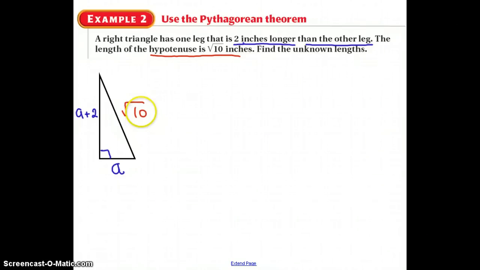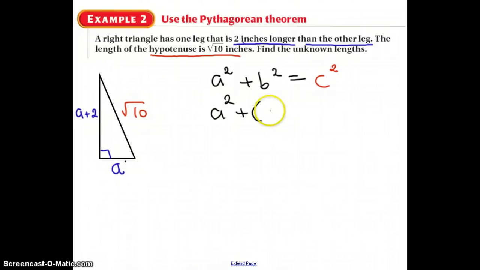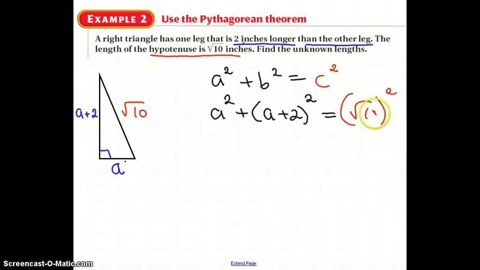Find the unknown lengths. So the first thing I'm going to do is write down the Pythagorean theorem. So a squared plus b squared is equal to c squared. And then I'm going to use my diagram to replace a, b, and c. So I'm going to use the leg with side length a for a. b would be (a plus 2) squared, and c is going to be square root of 10 squared. And on the right side, if I square the square root of 10, I just get 10, and then on the left side, I'm going to multiply this out.